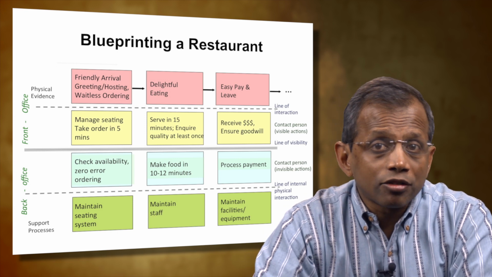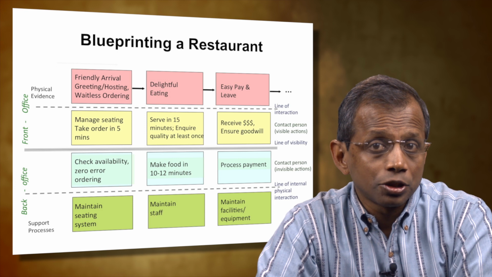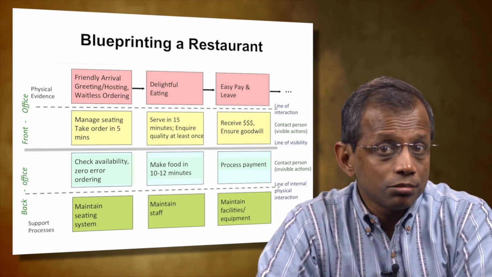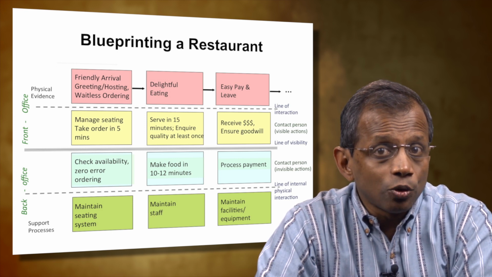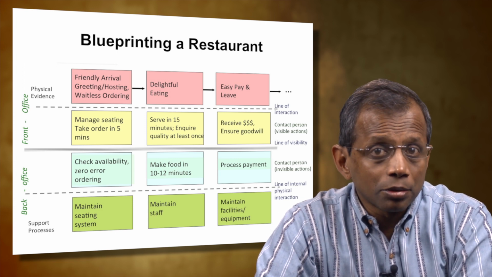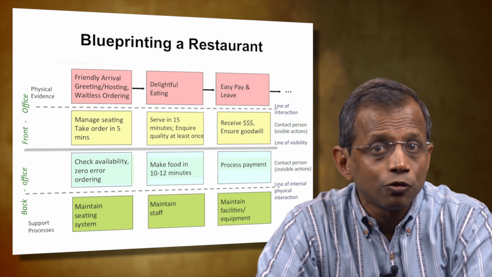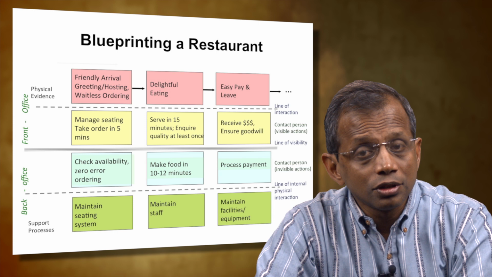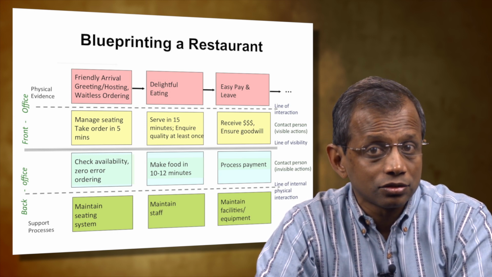So compare and contrast two different Mexican fast food places like a Chipotle and a Rubio's. At Chipotle, you get to see the food being assembled, being made. So making food is above the line of visibility. At Rubio's, for example, food preparation is below the line of visibility. You don't get to see the food being made. So these are two different design choices that these organizations have made in their blueprinting exercise.